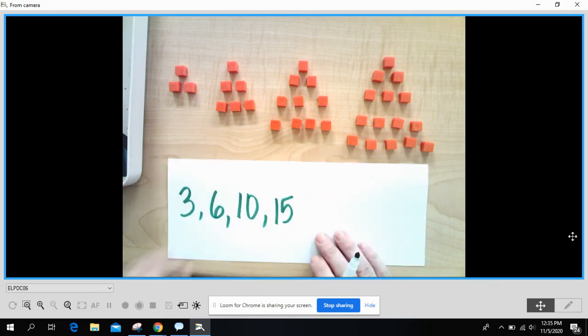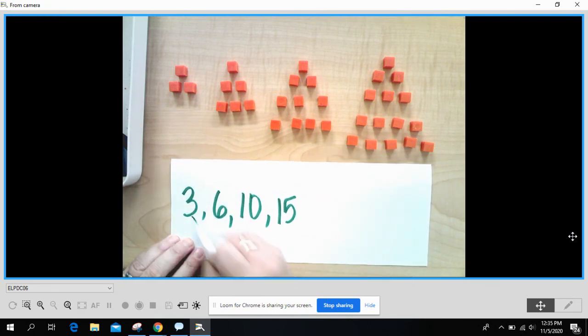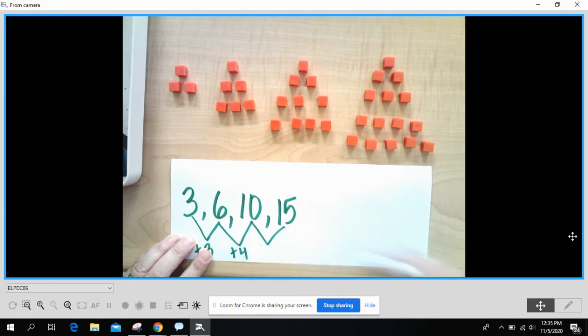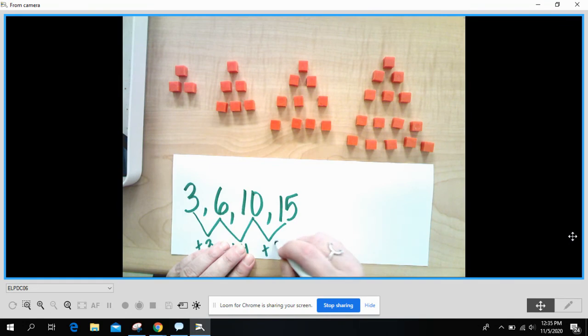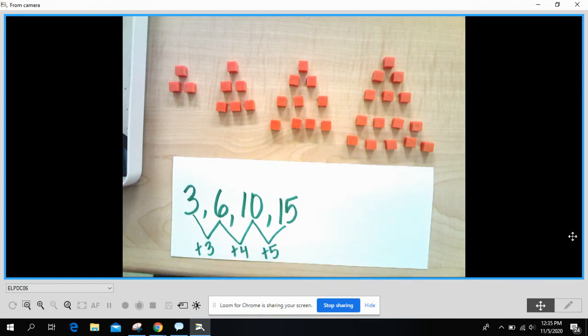Okay, so let's see what we have going on so far. From 3 to 6 is a plus 3. From 6 to 10 is plus 4. From 10 to 15 is plus 5. Good.